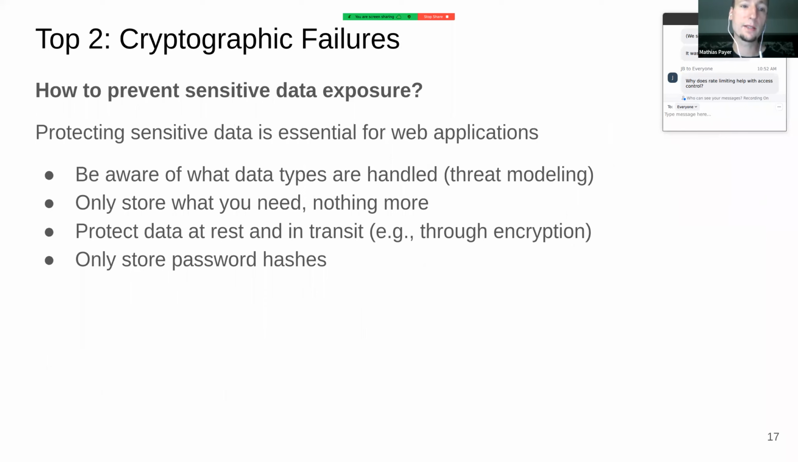So protecting sensitive data is essential for web applications. You need to be aware what data types are being handled, so you need to actually record this in your threat modeling. Only store whatever is needed, nothing more. And then protect data at rest and in transit. So for example, if there's user data, you need to encrypt it, and only store, for example, password hashes.